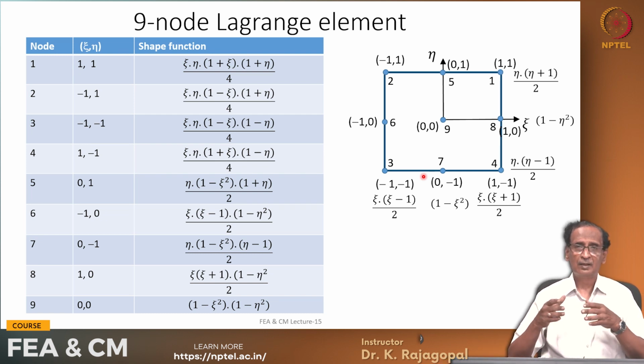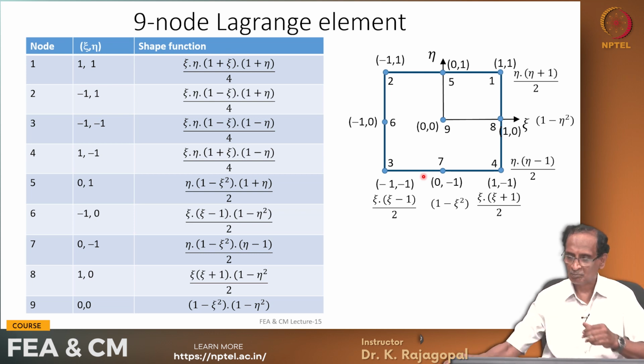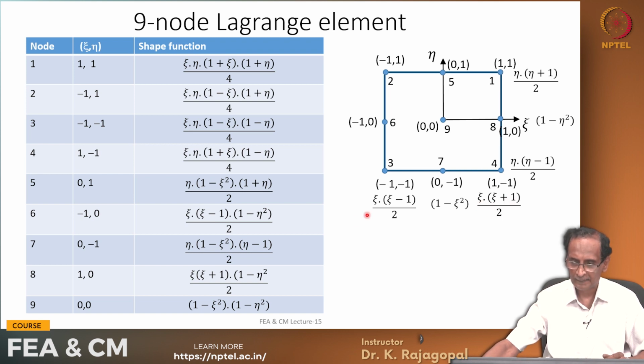By looking at our 3 node bar element, we can say that the shape function at xi of +1 is xi times (xi plus 1) by 2, and the shape function at -1 is xi times (xi minus 1) by 2. At the mid side point at xi of 0, it is 1 minus xi square. Then in the eta direction, we have eta times (eta plus 1) by 2, eta times (eta minus 1) by 2, and 1 minus eta square.